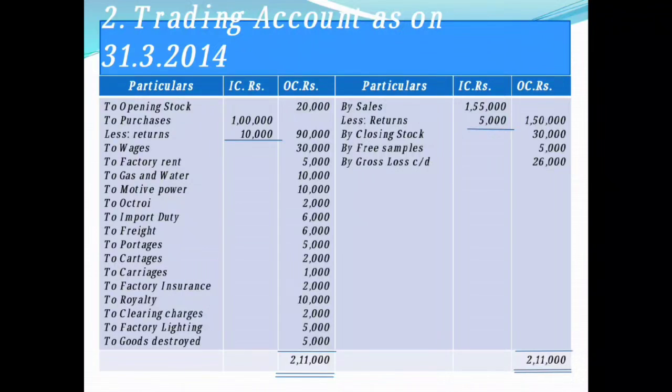Okay, if you have any doubt in trading account, you can get it clarified, then you can sort out the homework.